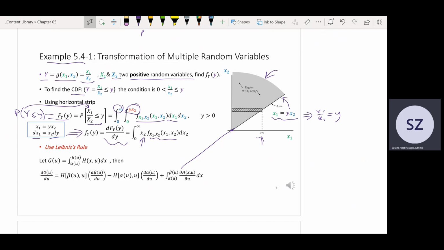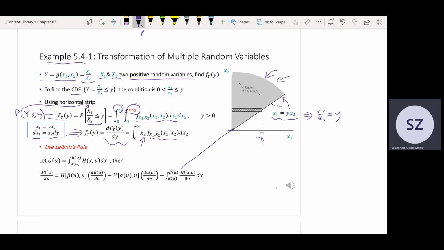Now, different functions will have different substitutions, and the problem will be totally different. Here, for example, you need to integrate the joint PDF of x1, x2 over the region where x1 divided by x2 is less than y. We draw the line x1 equal y x2, and then we integrate over this region, which goes from x1 equals 0 to y x2, and from x2 equals 0 to infinity.